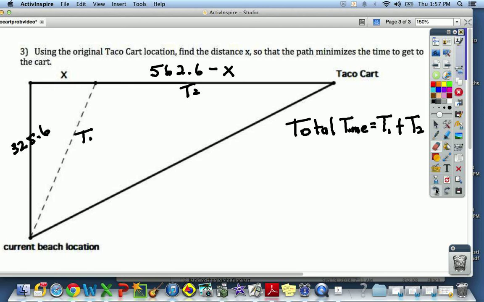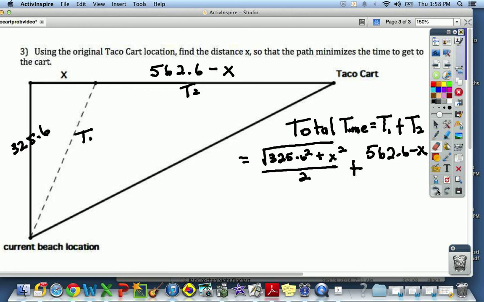Time 1 can be found by first finding the distance, d1, by using the Pythagorean theorem. x squared plus y squared equals z squared, or whatever lettering you want to use. It would be 325.6 squared plus x squared in this case. Take the square root, and that would be the distance 1. If we want to find time 1, we then divide it by the rate, which is 2. So distance 1 divided by rate 1 gives us time 1.